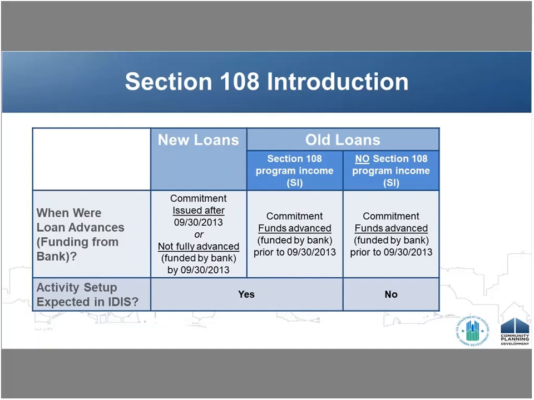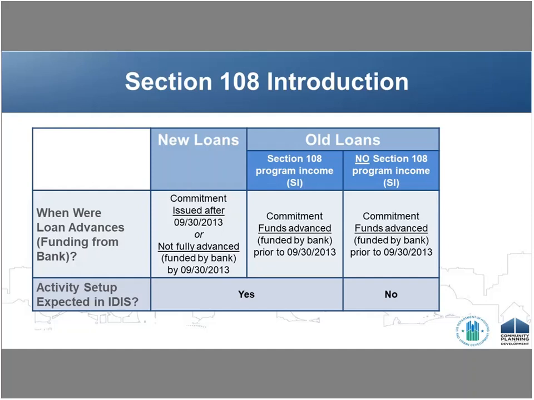If it's an older loan, that means we had funds advanced prior to that conversion date of 10/1/2013, and there is no program income being generated, then you do not have to set that up. If there were funds advanced and it is generating program income, you will fall into that middle category, in which case you do have to set up those activities that are generating program income.